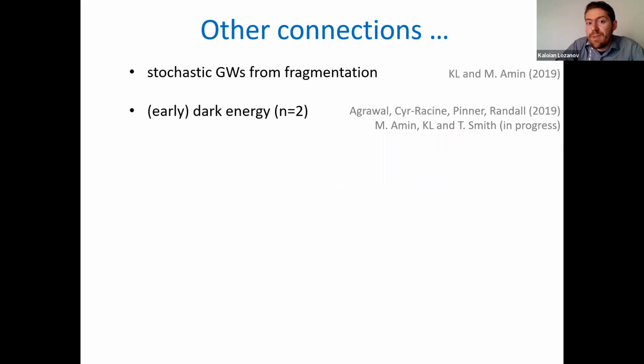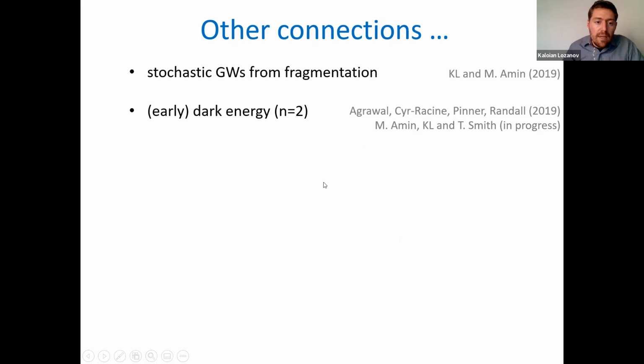Another interesting application of our simple self-resonance scenario is to some new early dark energy models meant to resolve the so-called Hubble tension. These scenarios assume an oscillating scalar about a parabolic minimum around the time of recombination. And currently, Mustafa Amin, Tristan Smith, and I are looking into the nonlinear dynamics of such early dark energy fields.